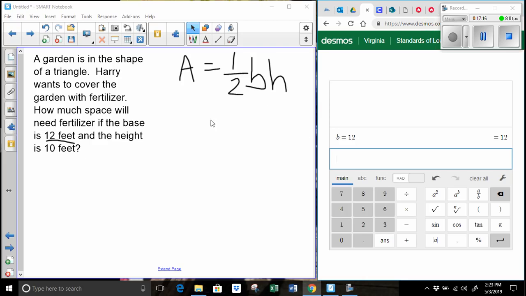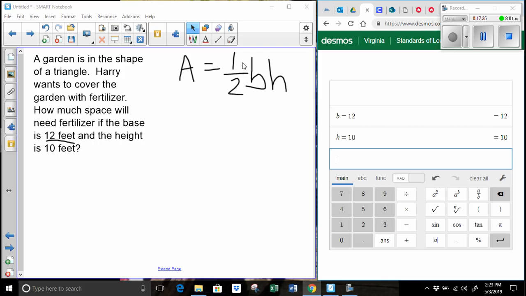Now we have a height. So I'm going to type in the letter H using my keyboard. Then I'm going to press the equals button. And it says that our height is 10 feet. So now I'm going to type in 10. And then I'm going to hit enter. So our base is 12 and our height is 10.